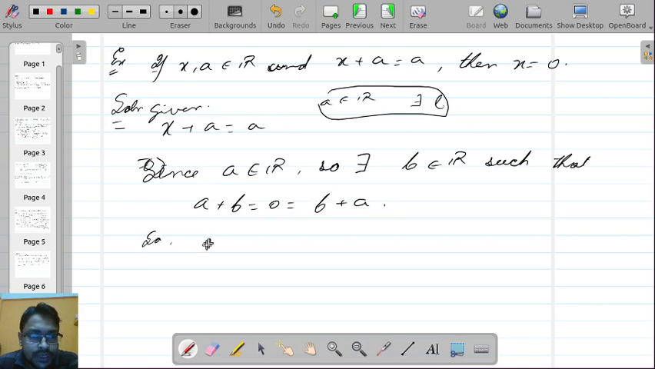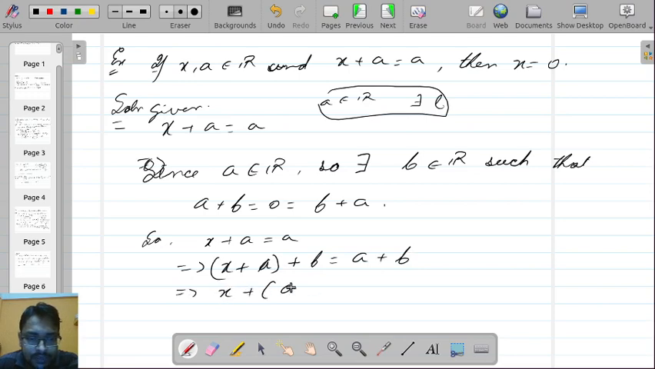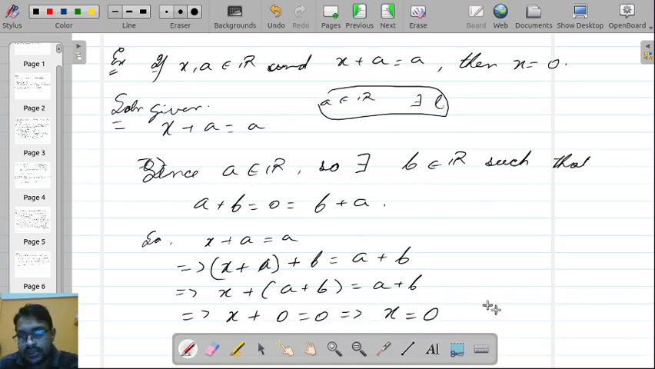So x plus A equal to A will imply that, what I do is I add B to both sides. Okay, so x plus A plus B will be equal to A plus B, and then again I use the associative property. But what is A plus B? A plus B is given to be 0, because A is an element in R, so there exists an element B which satisfies this. So x plus 0 is equal to 0. But what is x plus 0? x plus 0 is x, so x is nothing but 0.